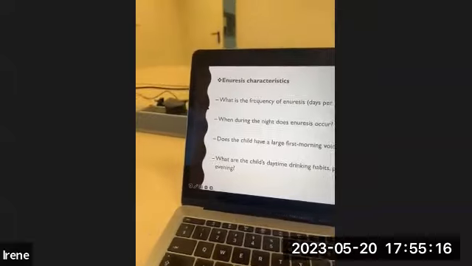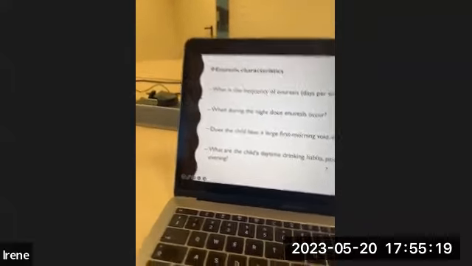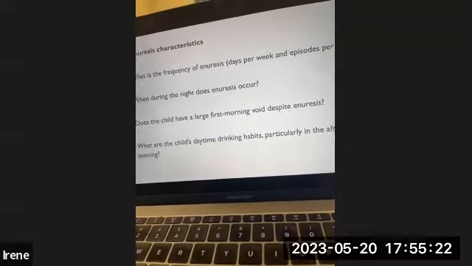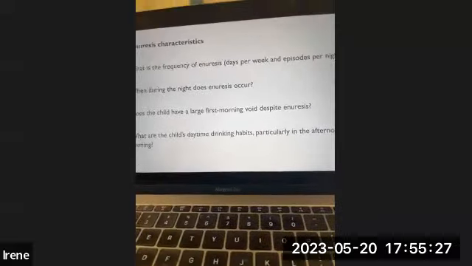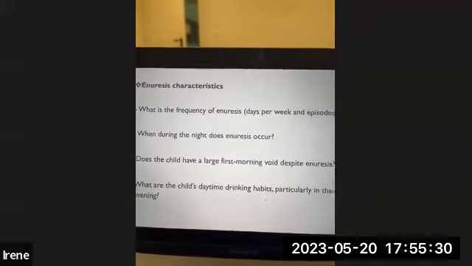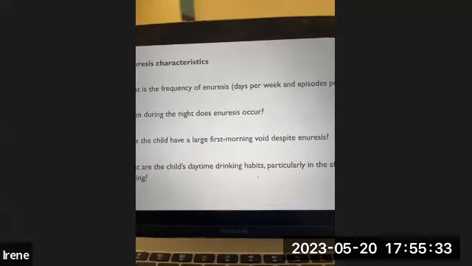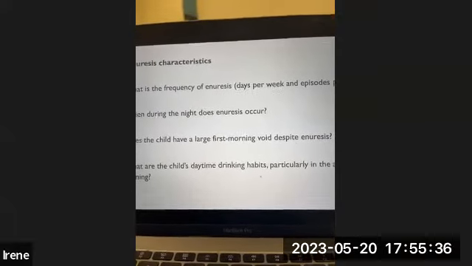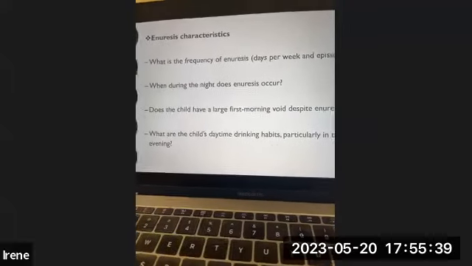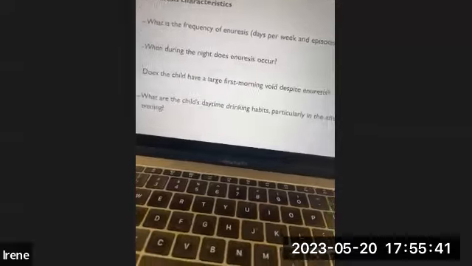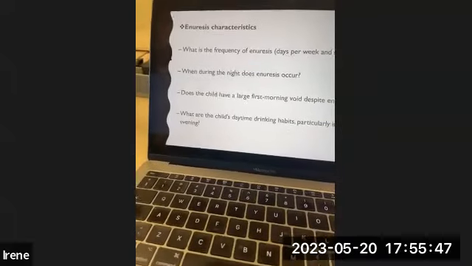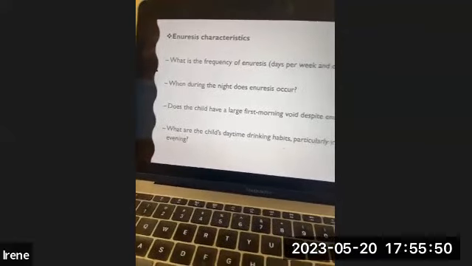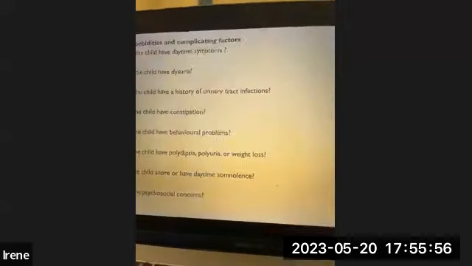Then this point here, what are the child's daytime drinking habits? Also another key point to find out, because it stands to reason that the more water you drink, the more urine you make. The less water you drink, the less urine you make. So if your child is drinking a lot of water during the day, and especially close to their bedtime, they would wet. You can work on this, and it helps decrease the frequency of wetting when they sleep. So we would advise that children shouldn't drink water in the last half hour before they sleep. They will not have time to pee all this out, and then they'll pass urine in the night.